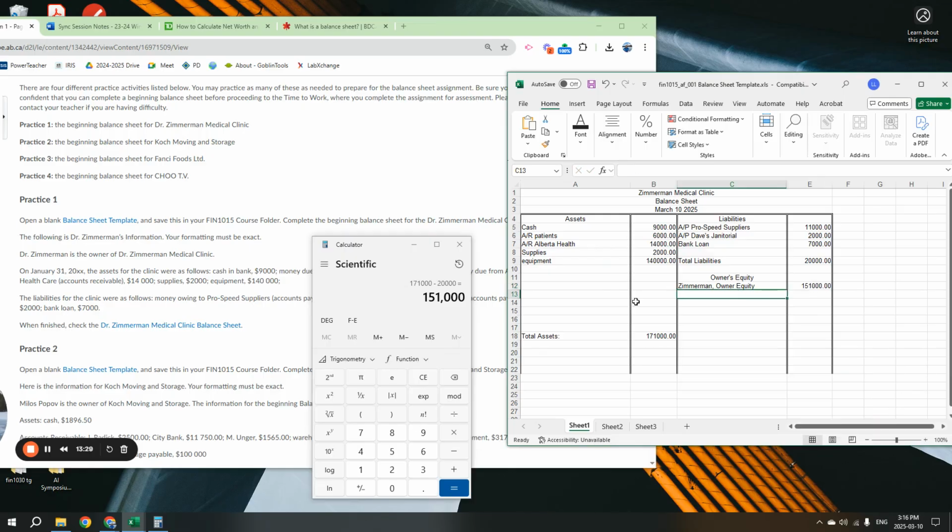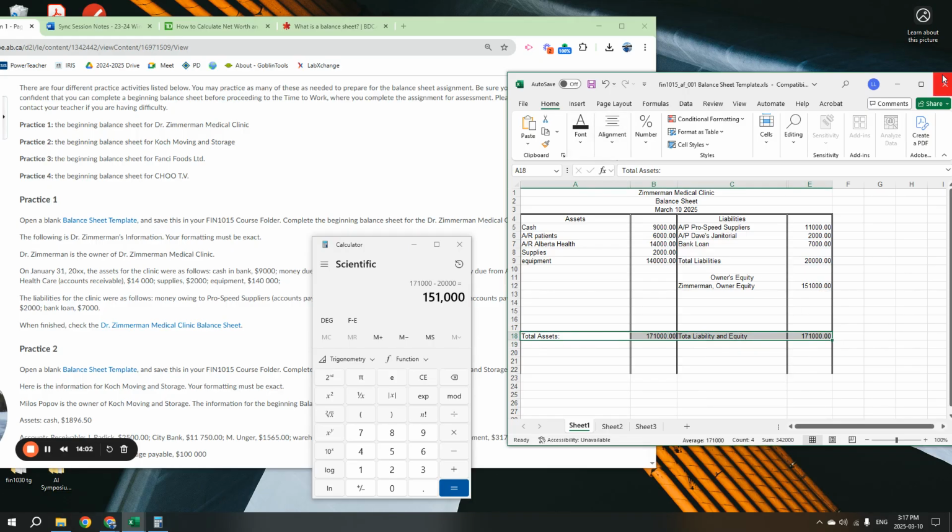151,000. Okay. And now we can say at the bottom, total liability and equity is, now we're not going to use sum this time because we just need to add two numbers. We just take this number plus this cell, and then boom. And then we have numbers that match.